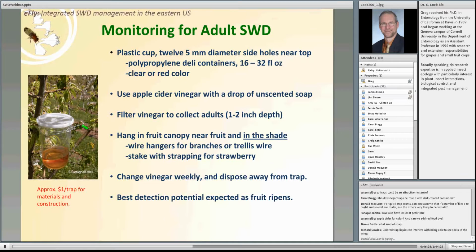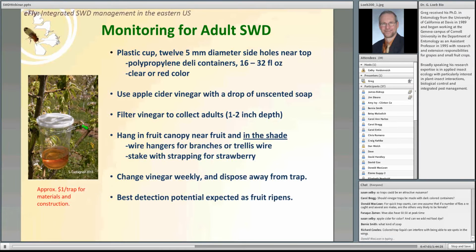So you would filter these flies. What we do anyhow is we use coffee filters in some sort of sieve that we put the filter in. So we pour the apple cider vinegar through that and collect the residue. I label that paper coffee filter with the trap number. I generally bring these back to the lab and let them dry out a little bit so they're not totally wet, and then scan the individuals for spotted-wing Drosophila.